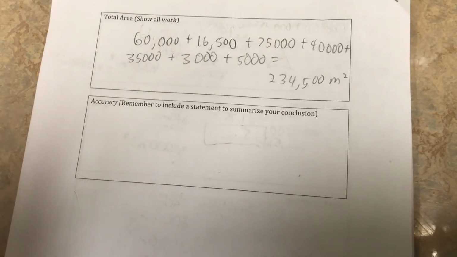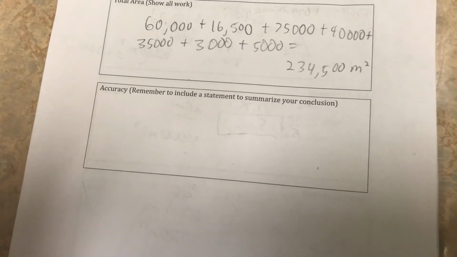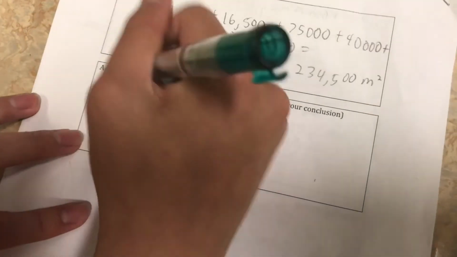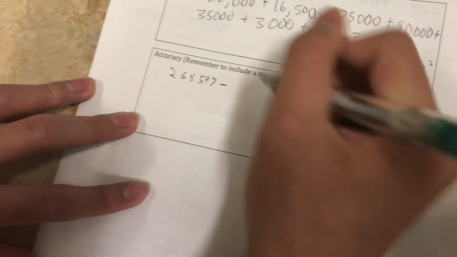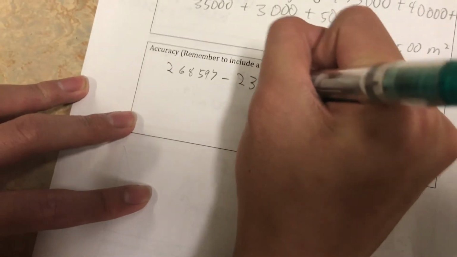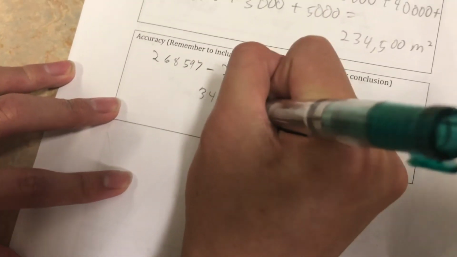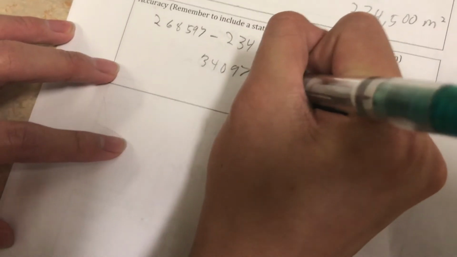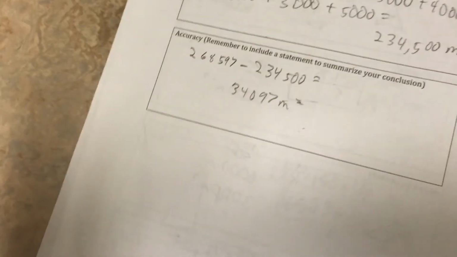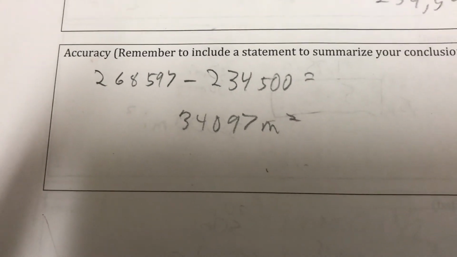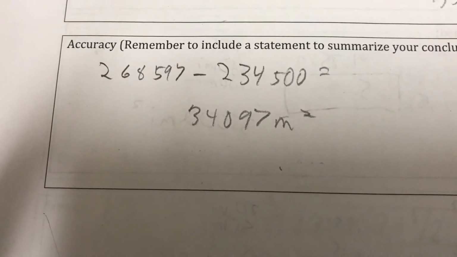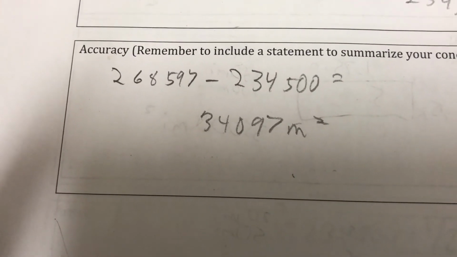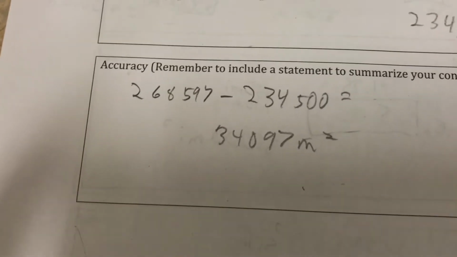So the total area of Texas is actually 268,597 miles squared. And the area we got was 234,500, which means that we were off by about 34,097 miles squared. We were off because of the little edges on Texas that we couldn't measure out with the straight edge. And that's the reason why.